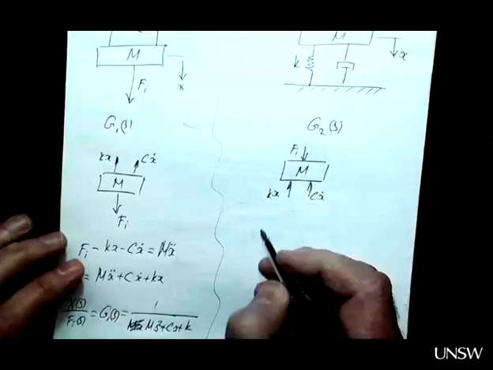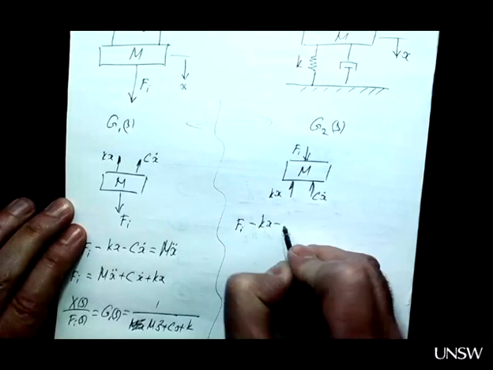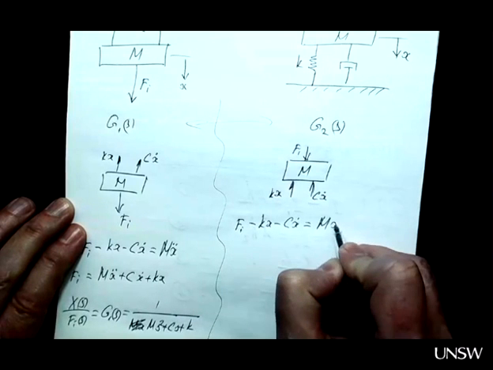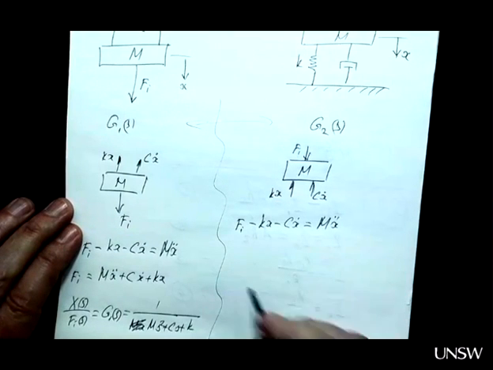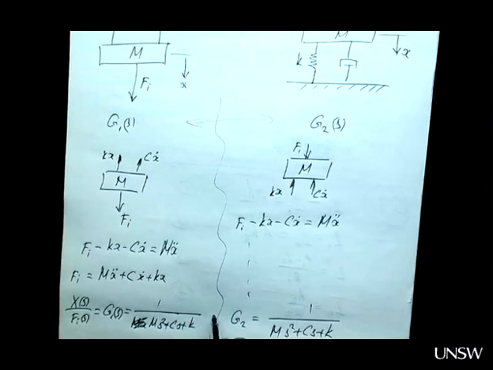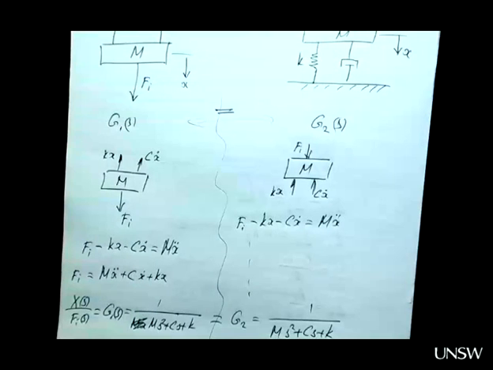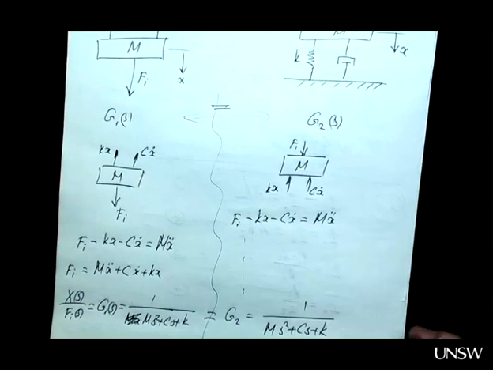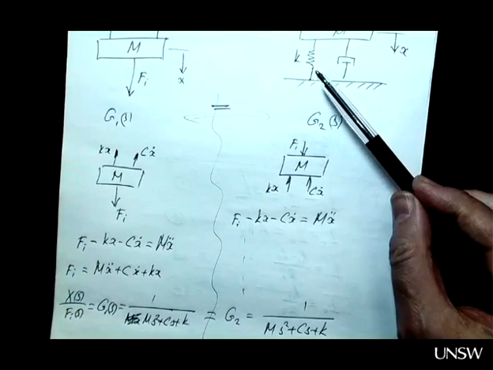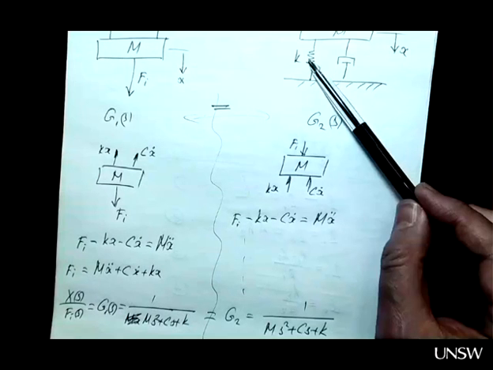Algebraic sum of all forces: Fi minus kx minus cx dot equals inertia mx double dot. G2 equals 1 over (ms squared plus cs plus k). So these two are equal. The conclusion is that it doesn't matter where you put your components. All you have to ask yourself is, is this spring resisting the input or not? These two springs are doing the same thing, resisting this input force.